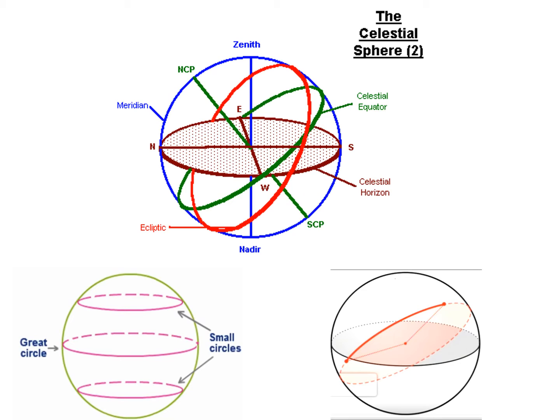But those circles which do not pass through the center, we call a small circle. There are many great circles which pass through the center. We call this the vertical circle. You can see here a vertical circle which is passing through the zenith and nadir. Similarly, this is one of the great circles which is passing through the center, but it represents the ecliptic path. This is one more great circle passing through the center, but that represents the horizon.